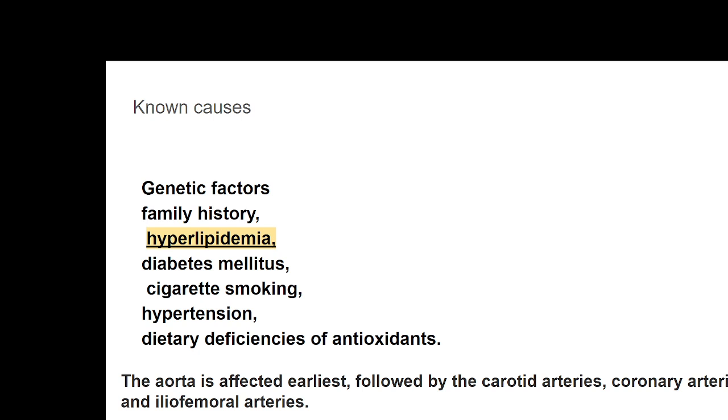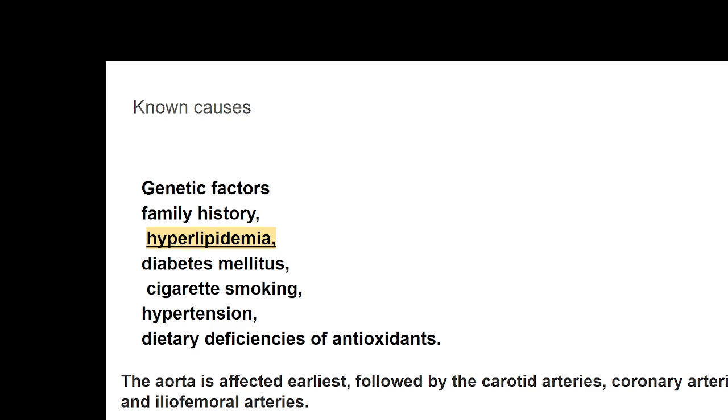A specific gene now is identified. So genetic factors are now known to be identified as the most important prevalent causes. Family history also is well known. Hyperlipidemia, that abnormal lipid level, is considered to be one of the most important causes for atherosclerosis. So we will discuss a bit more about the hyperlipidemia, the history as such.